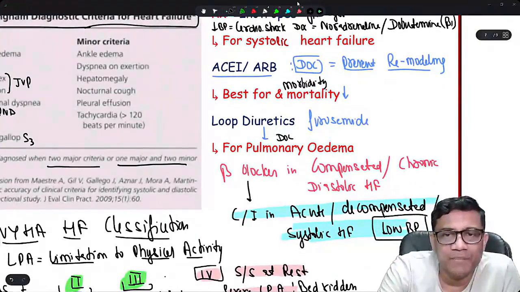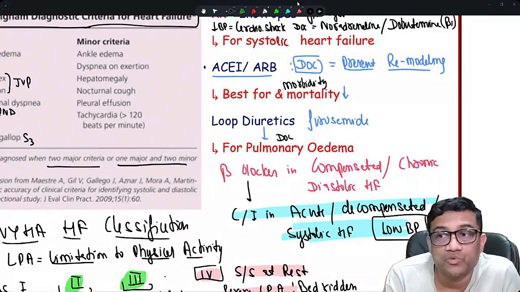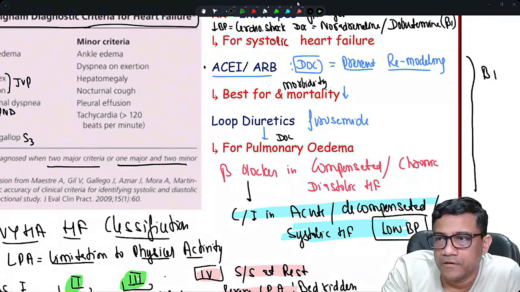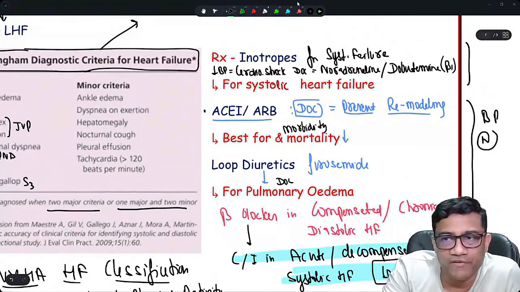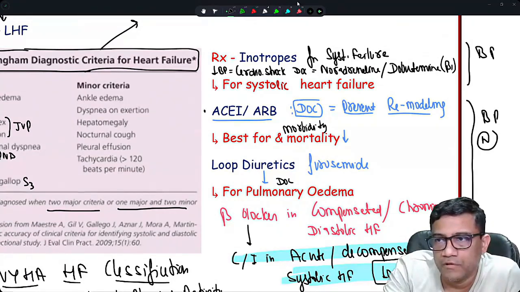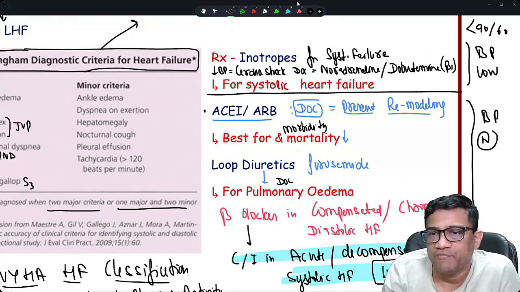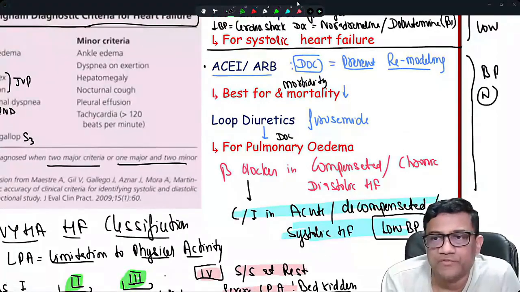If there is a maintained BP, then we start ACE inhibitors. So remember, it is used if the BP is maintained. BP is normal. And if BP is low, we will give inotropes. BP low, less than 90/60. So if BP is low, we will give what? Inotropes. If BP is maintained, we start with ACE inhibitors. Okay. Drug of choice is basically what? So drug of choice is ACE inhibitors.